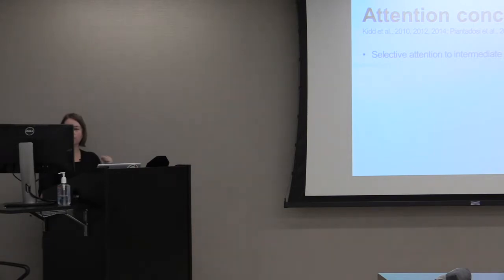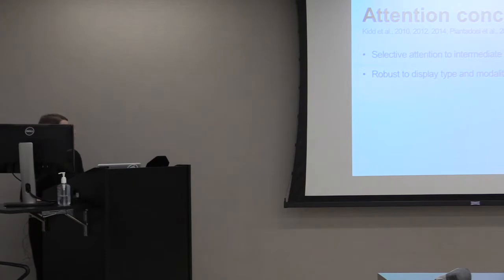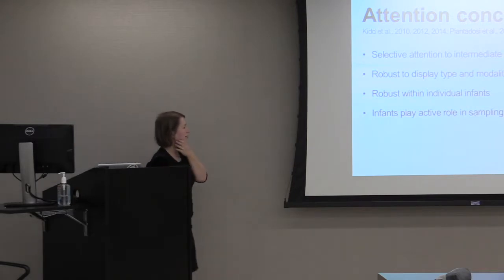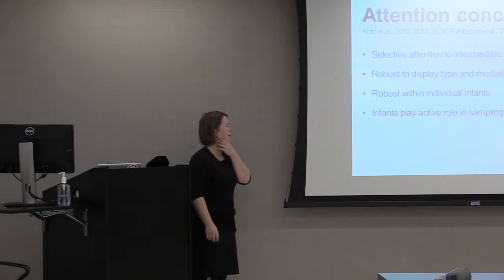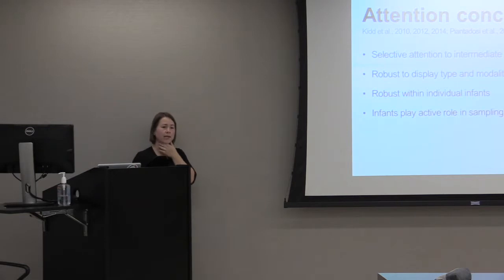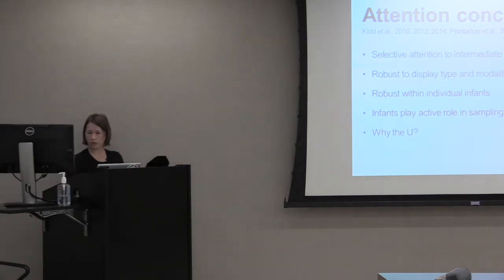Infants have a selective attention for events of intermediate surprisal. It's robust to display type and the modality of the stimuli, and it's robust within individual infants. Why this is important is because even infants that know very little about the world are playing a very active role in sampling. They're picking stuff that's ideally suited for learning.